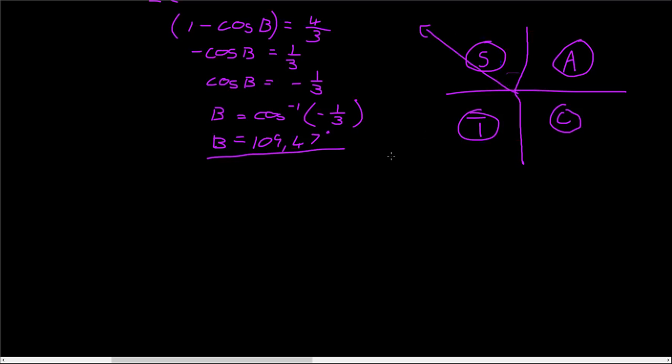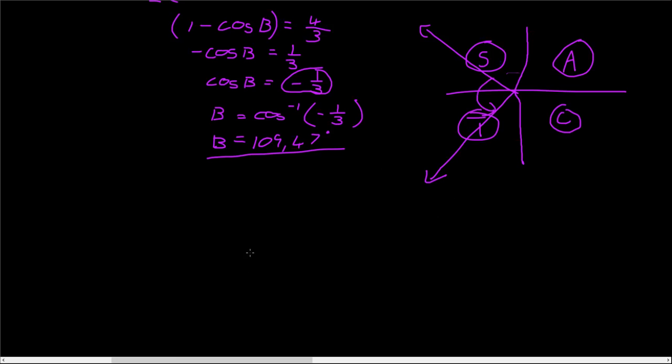But you see, cos is negative. We said here cos B is negative a third. There are two quadrants where cos is negative. Cos is negative here, and cos is negative here. So essentially there are two answers, and in order to get those answers, cos is negative there. We need to add 90 degrees.